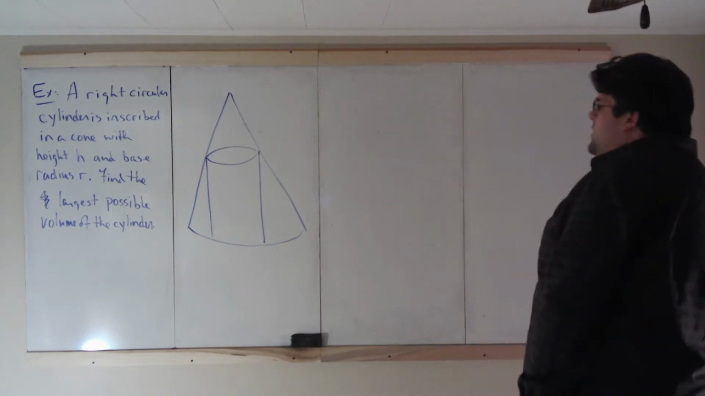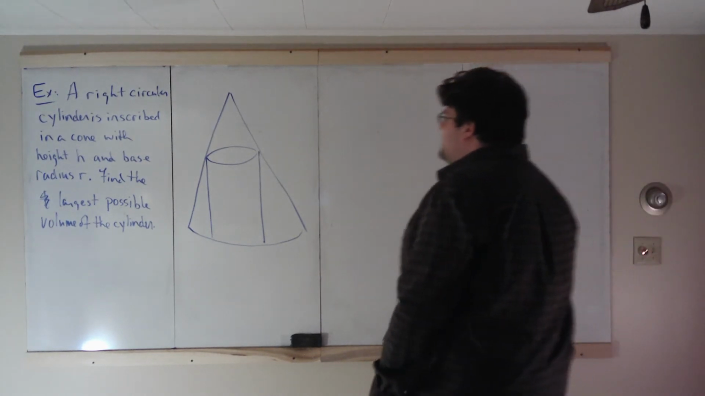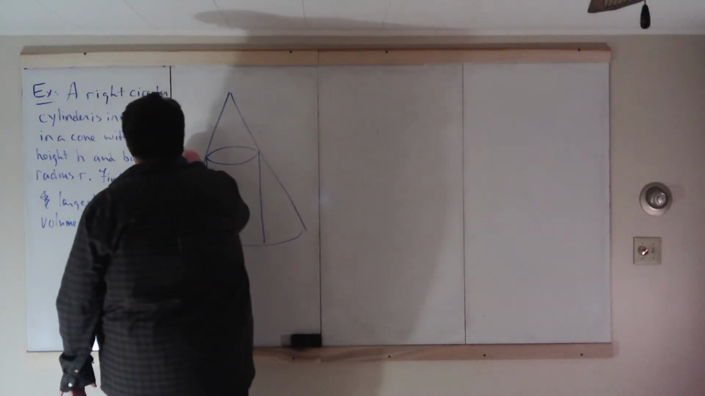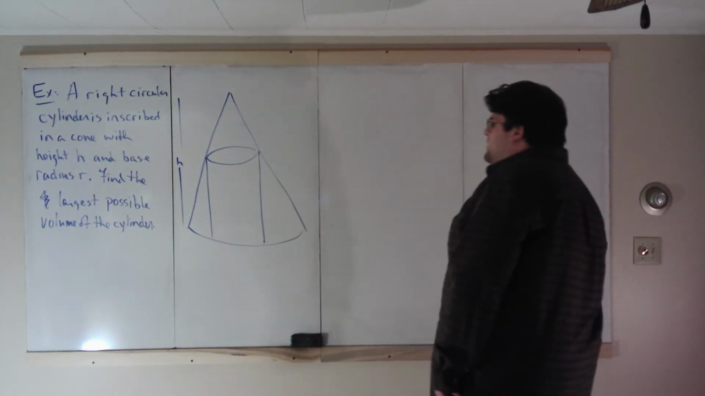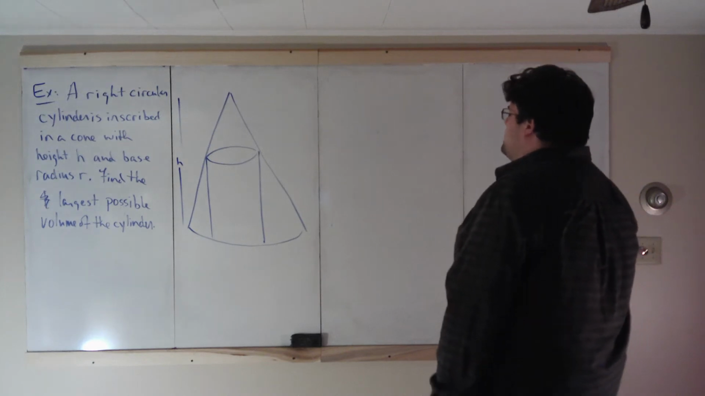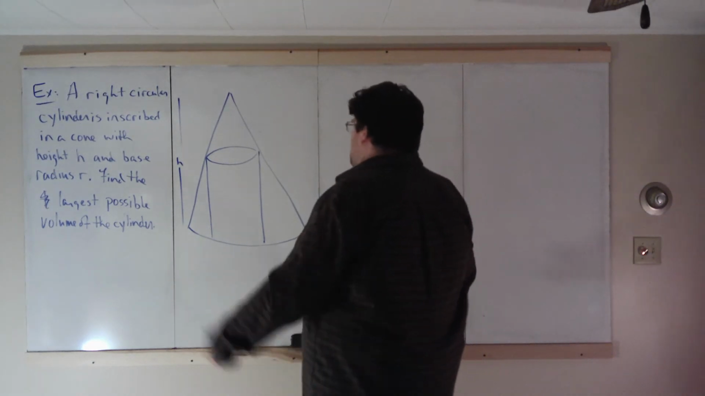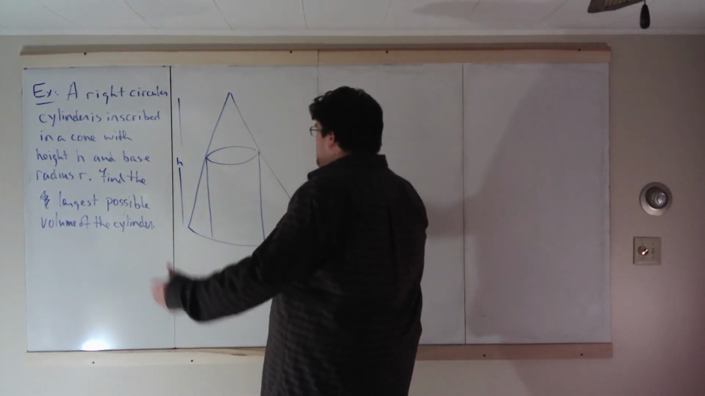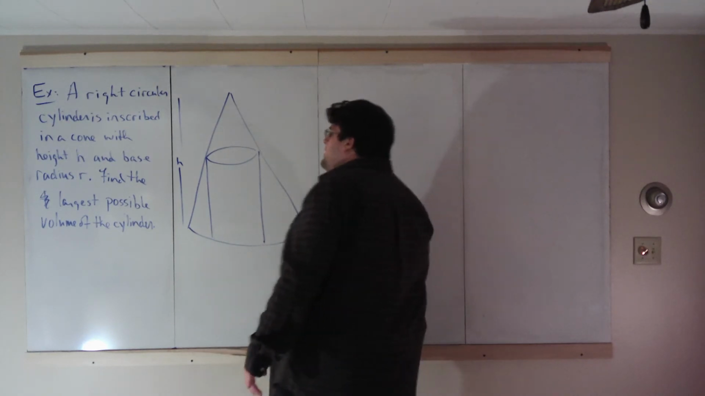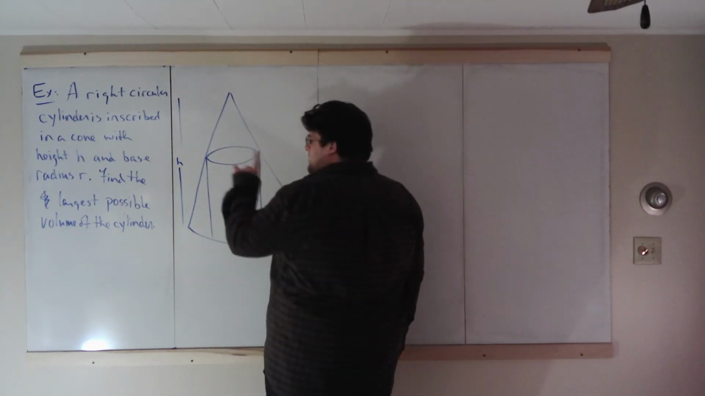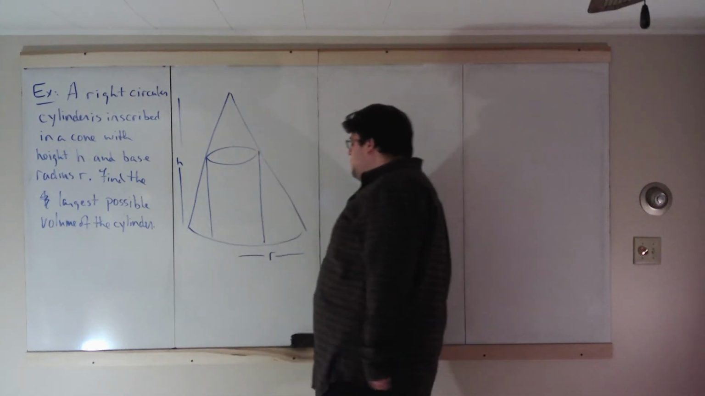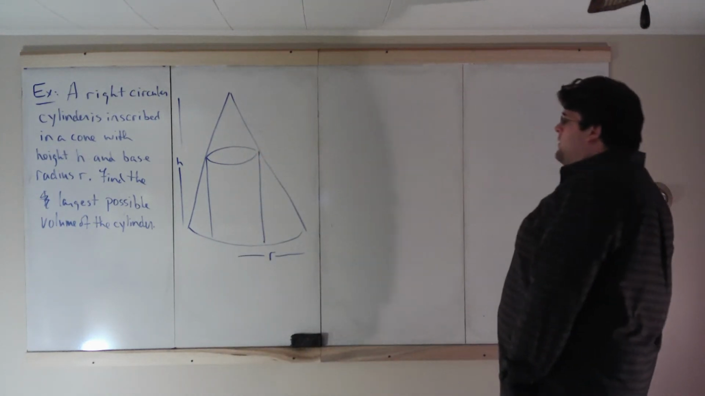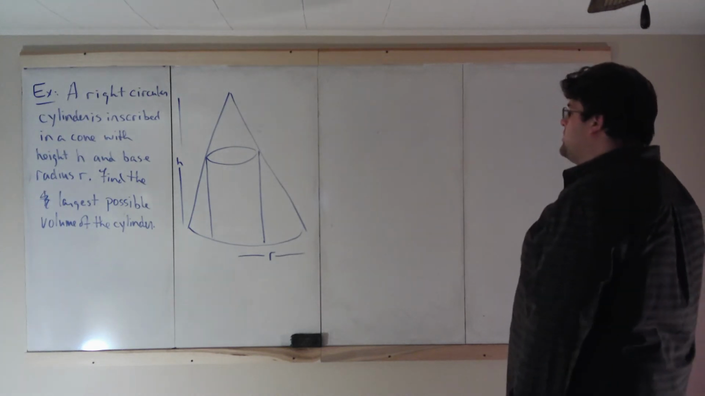What information do we have? The height of the cone is h. I'm going to label it on the side so that it's not in the picture, because we're going to need labeling inside the picture as well. The base radius is r. Base radius of the cone, not the cylinder, is r.